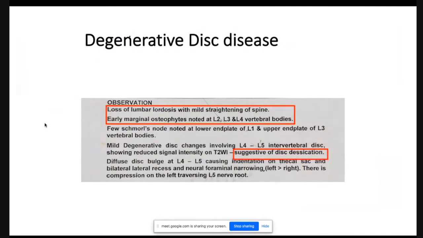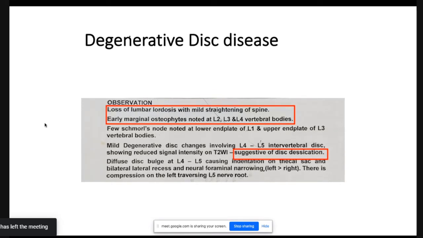Okay, so when we look into the reports, just concentrate on the highlighted points. The first observation is loss of lumbar lordosis with straightening of the spine; mild straightening of the spine is there. Early marginal osteophytes are noted at the L2, L3, L4 vertebral bodies. It says the vertebral bodies of the lumbar vertebrae from L2 to L4 have marginal osteophytes, but it is early. Early means the patient is suffering from early osteoarthritis.